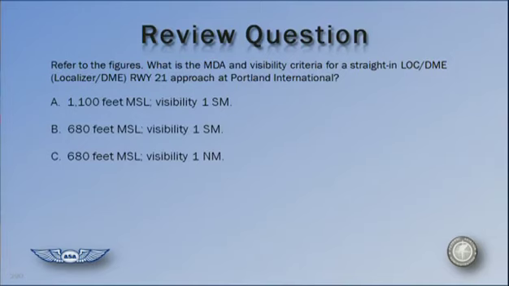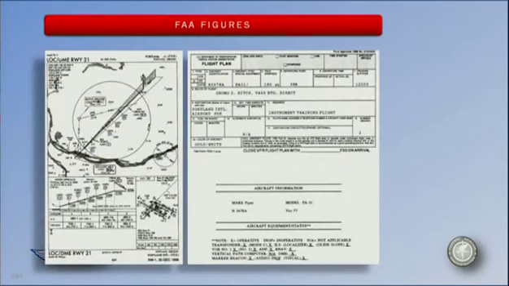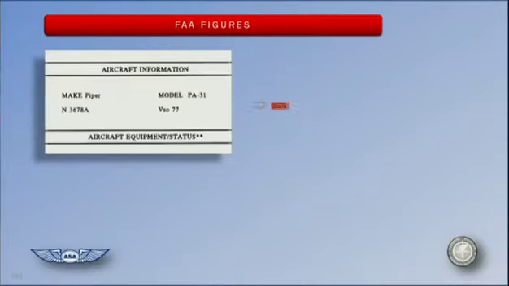Okay, again, referring to figures, what is the MDA and visibility criteria for a straight-in LOC DME or Localizer DME runway 21 approach at Portland International? What is the minimum altitude? Okay, we take a look at our figures here.